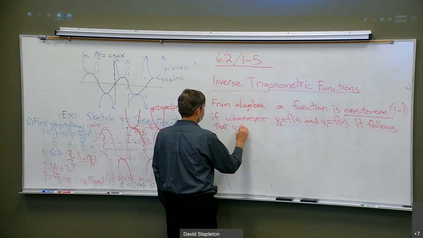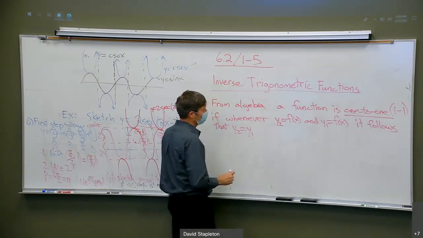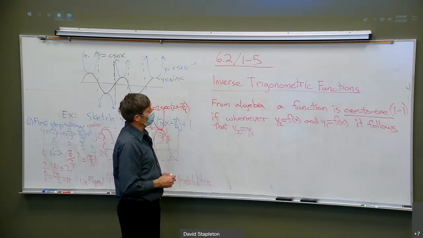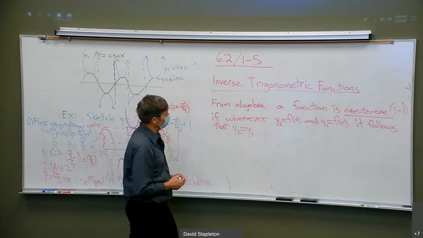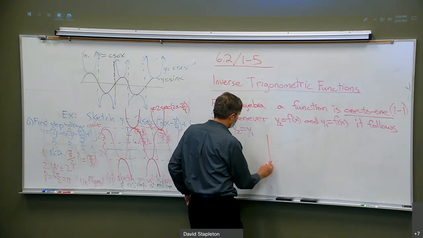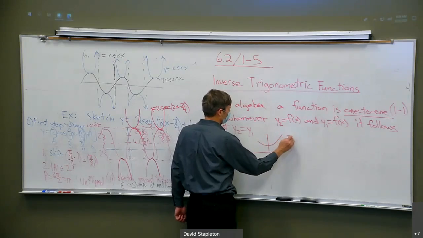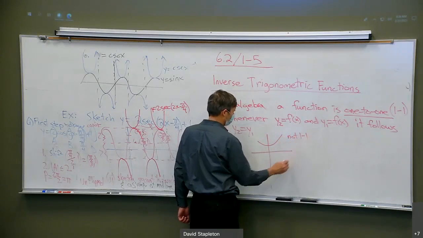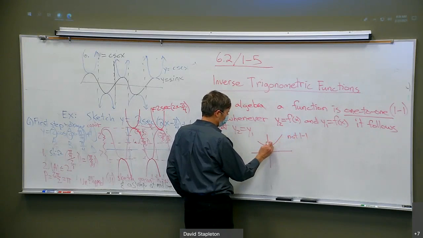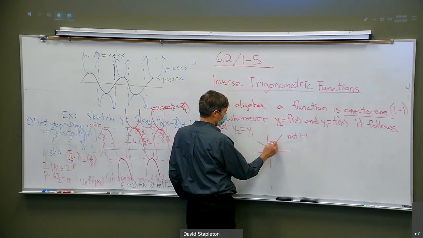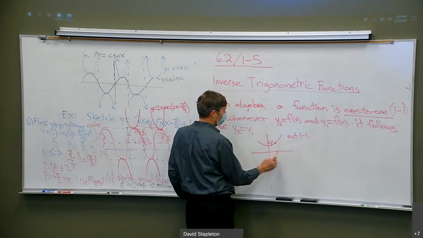What does that mean? I have to really think about it. It means that each y value corresponds to only one x value. If I have a graph like this, it is not one-to-one. All right? Because I can take this value right here and say, here's a function.